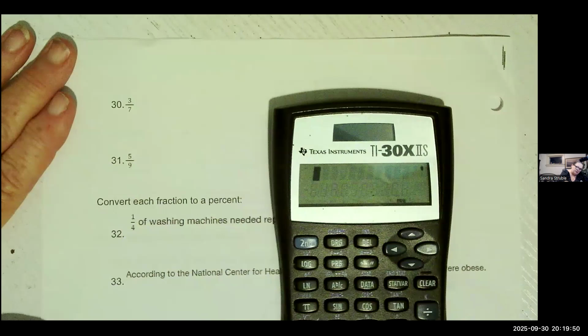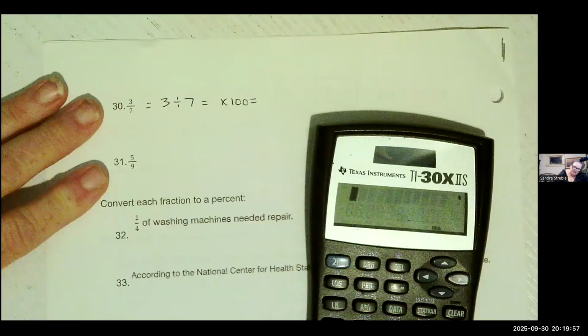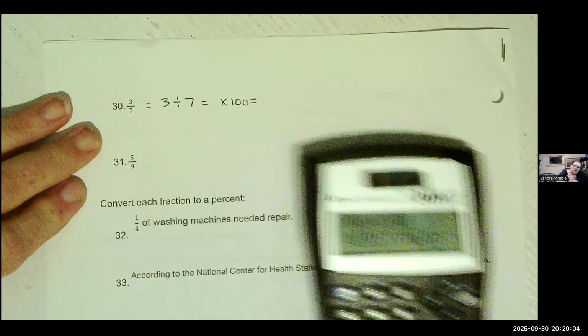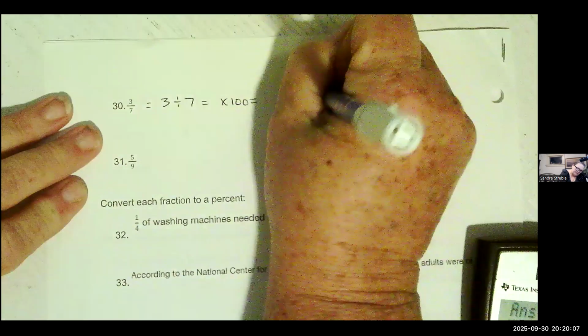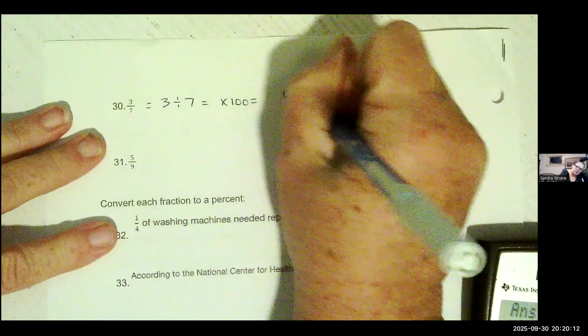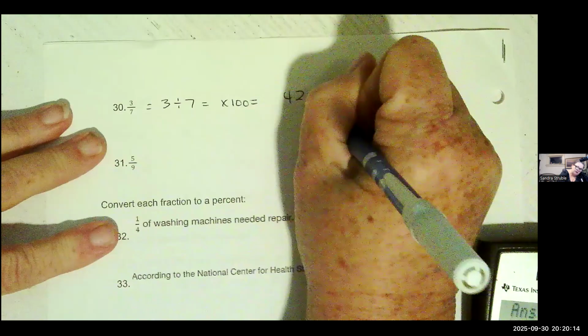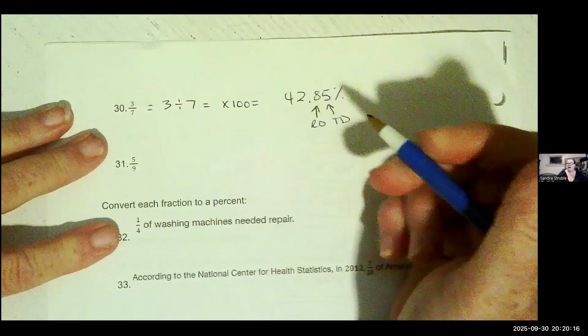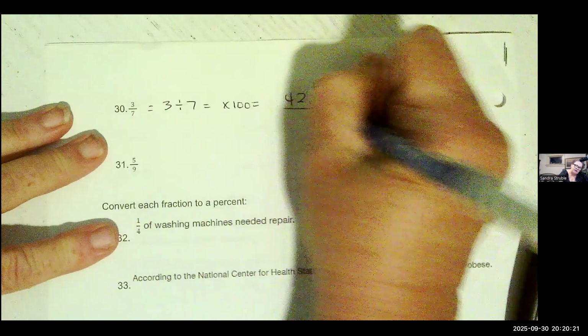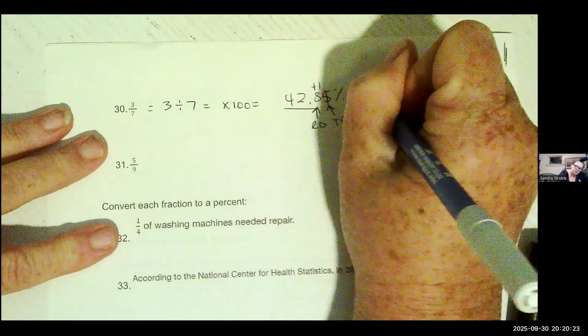All right, I'm going to go 3 divided by 7 equals times 100 equals. So I've got 42.85. I'm writing it all so that I can make sure and do the rounding. 8 is my rounding digit. 5 is my test digit. 5 is 5. So I have to add 1 to my rounding digit and get rid of the 5. So my answer is 42.9%.